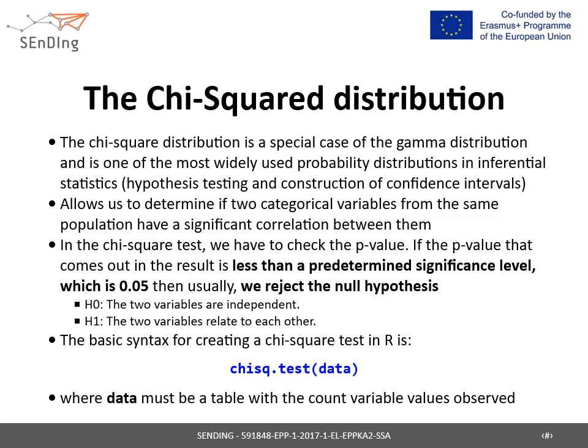In the chi-square test, we have to check the p-values, and like all statistical tests, we assume a null hypothesis and an alternate hypothesis. The main thing is, we reject the null hypothesis if the p-value that comes out in the result is less than a predetermined significance level, which is usually 0.05. Then we reject the null hypothesis. Remember that the null hypothesis is that the 2 variables are independent.